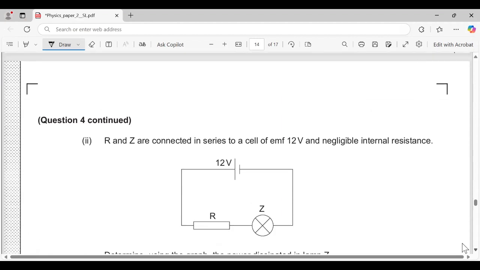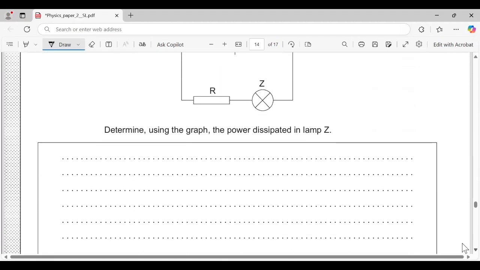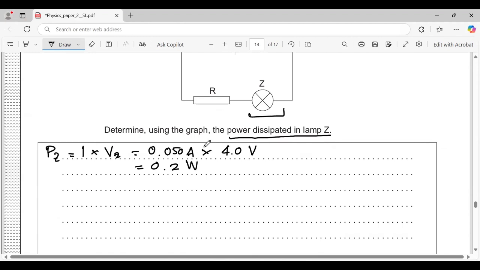Next question. R and Z are connected in series to a cell of EMF 12 volts and negligible internal resistance. Determine, using the graph, the power dissipated in lamp Z. So we will find the power dissipated in lamp Z. It means PZ, power of Z. And the formula is I, electric current, times potential difference on Z, on this lamp. According to the information, the electric current we calculated just now is 0.050 amps, times the potential difference is 4. And if you calculate, the result is 0.2 watts.